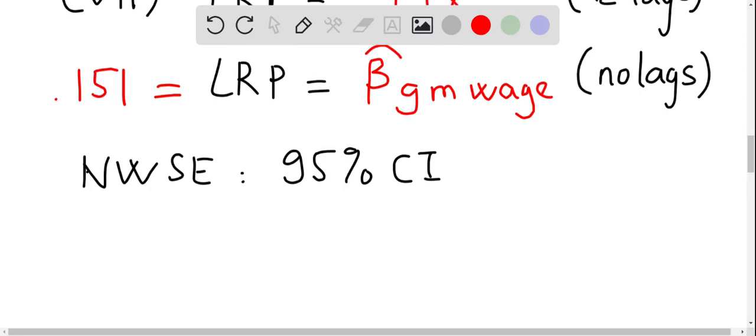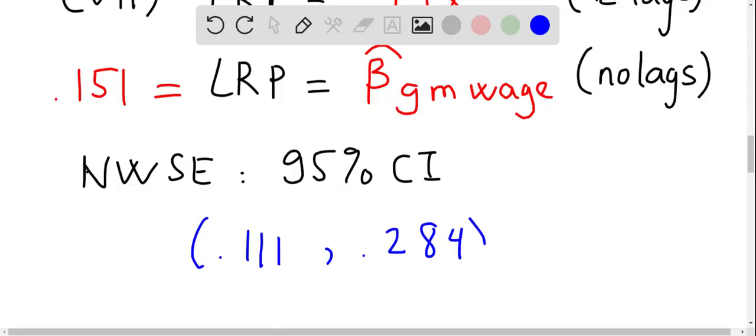Using the Newey West standard error, the 95% confidence interval for the LRP is from 0.111 to 0.284, which easily contains the estimate from the static model.